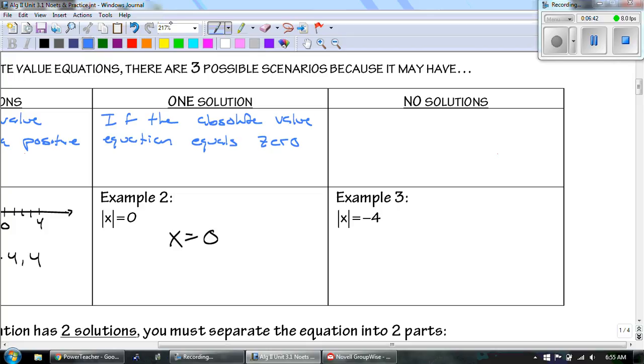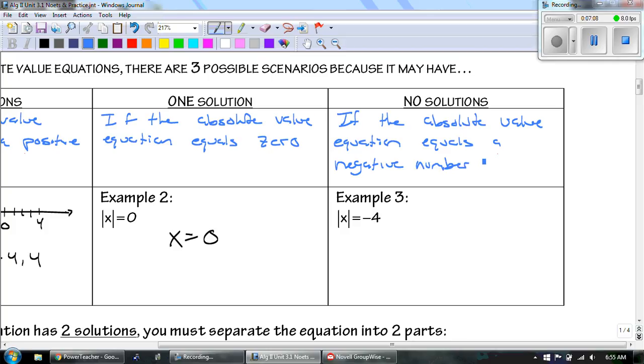And then the last one is no solution, and no solution happens if the absolute value equation equals a negative number. Sorry, I'm just going to write that out. Okay? Because what numbers are negative 4 away from 0? We're talking about distance. Distance can't be negative. Okay? So when that happens, you would say that x equals no solution.